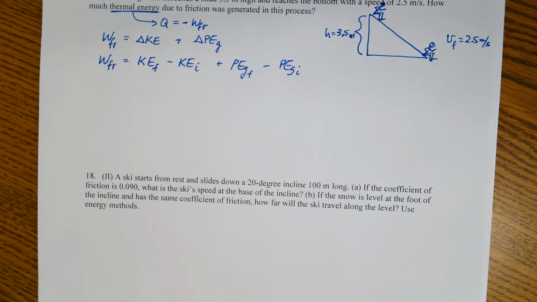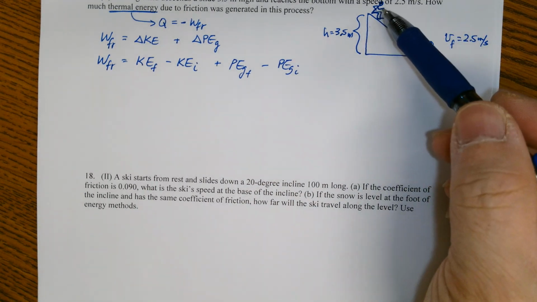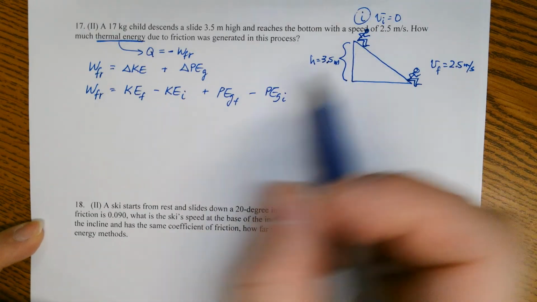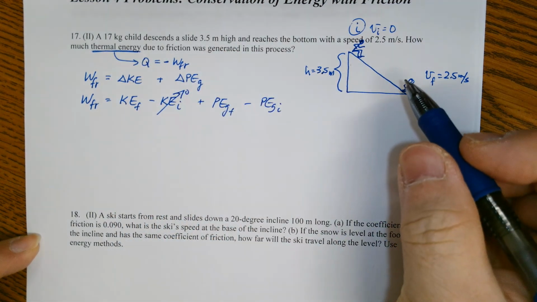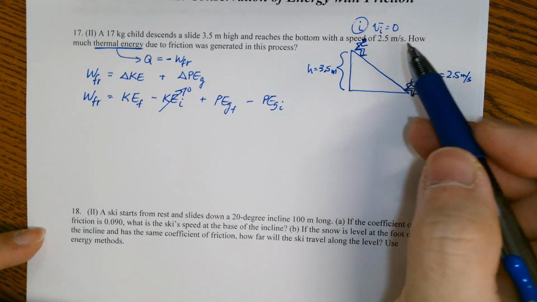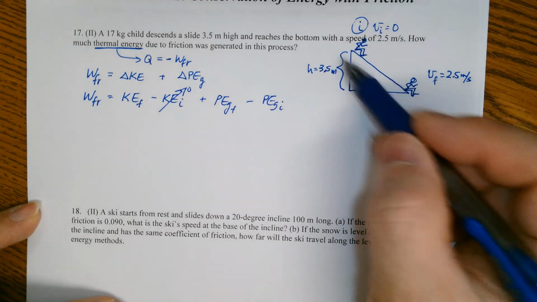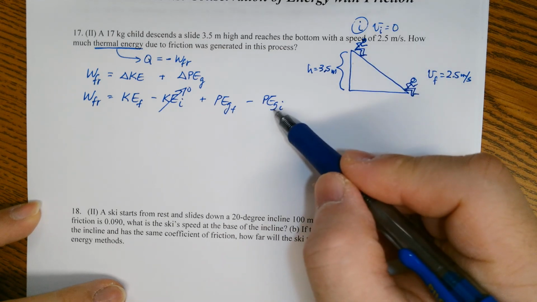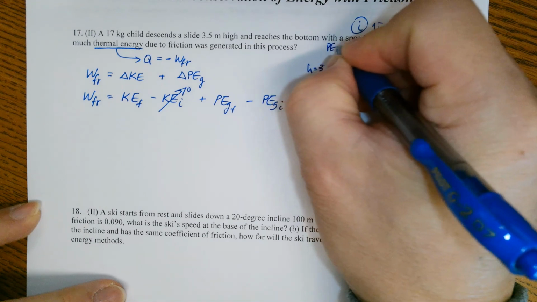okay? So you have to ask yourself these questions. Initially, is the child moving? And the answer is no. Therefore, the kinetic energy initial is zero. Then you have to ask yourself, does the child have height, right? And the answer is yes. So initial potential energy exists. So there's definitely potential energy initial here.